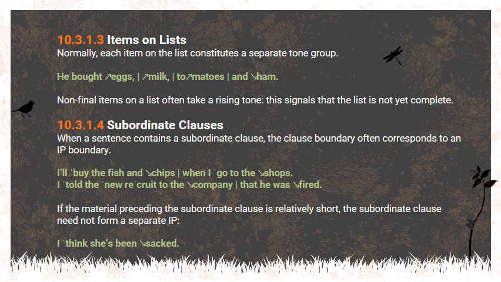The next, subordinate clauses. When a sentence contains a subordinate clause, the clause boundary often corresponds to an IP boundary. For example, I'll buy the fish and chips when I go to the shops. And then, I told the new recruit to the company that he was fired. The next, if the material preceding the subordinate clause is relatively short, the subordinate clause need not form a separate IP. For example, I think she's been shaken.